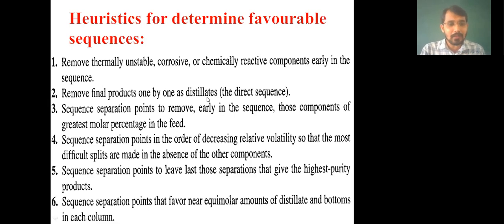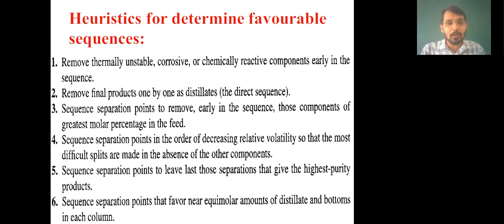The fourth rule is to sequence separation points in the order of decreasing relative volatility so that the most difficult splits are made in the absence of the other components. What is the meaning of this? We are giving the separation points over the reactor system in such a way that we withdraw components according to decreasing relative volatility.